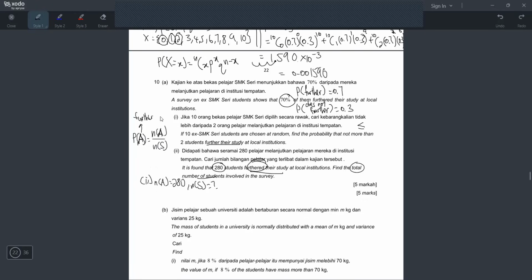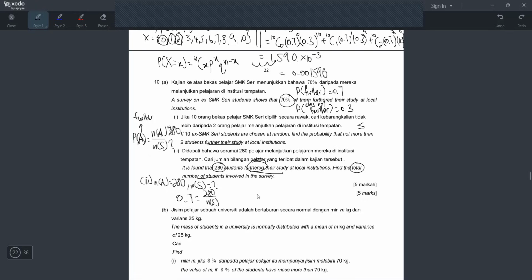It means I'm finding the NS. So can you tell me, I have the NA 280, I don't have the NS. So in order to find the NS, what do I need to have? I need to have the probability, right? So that I can apply this formula and find my NS. But what is the probability of further study? 0.7. So I can straight away do 0.7 equals NA, which is 280, over the NS.